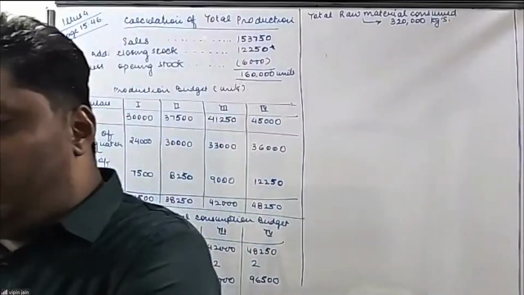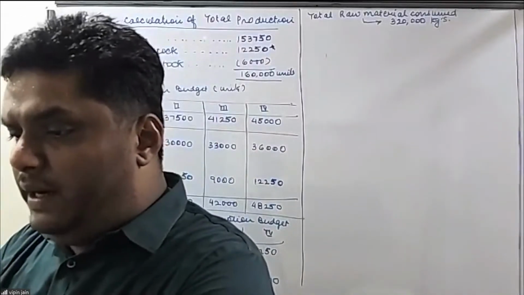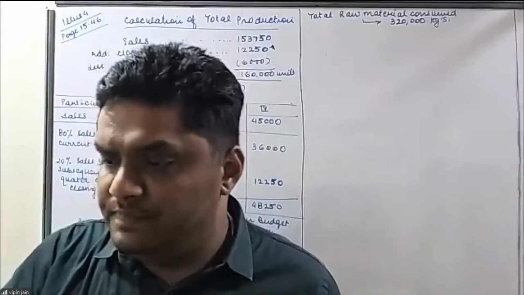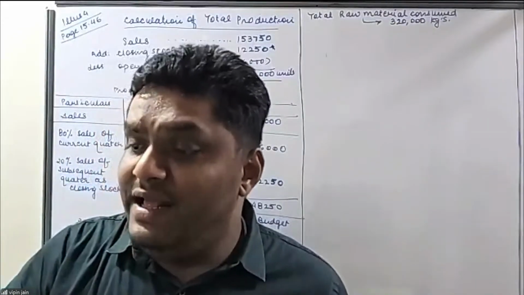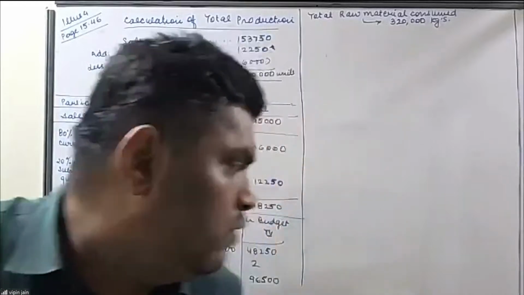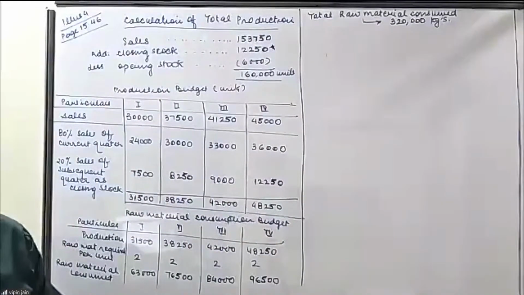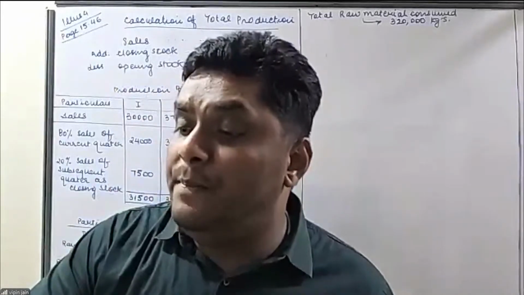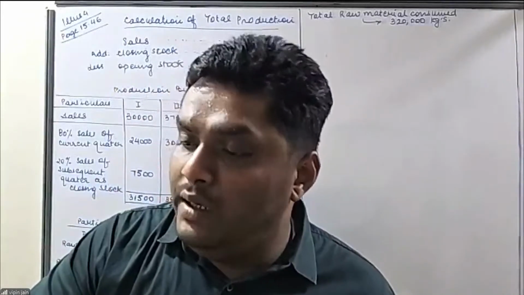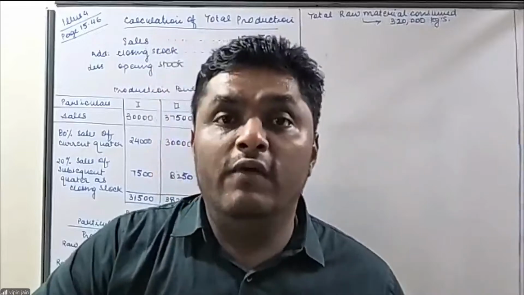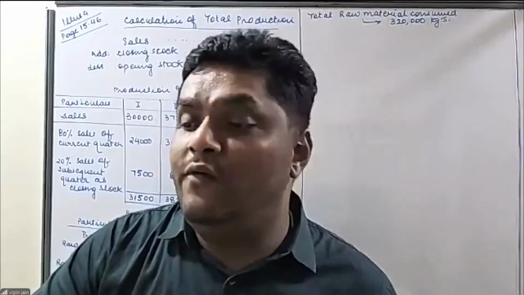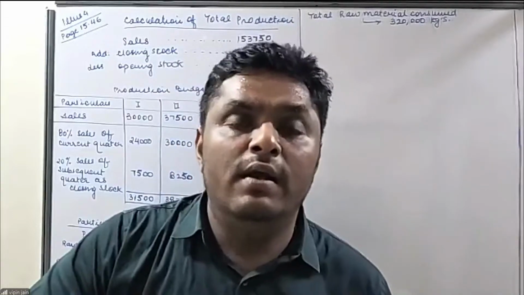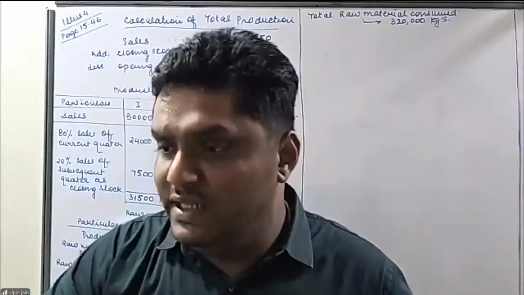So we are done with the calculation of raw material requirement. The first part, that is production budget, is over. Raw material consumption budget in quantity is over. This is the raw material consumed for every quarter. Now they are asking us to prepare the raw material purchase budget in quantity and in value. For this, we first need to calculate the quantity of raw material purchased. So let's start with this part now.